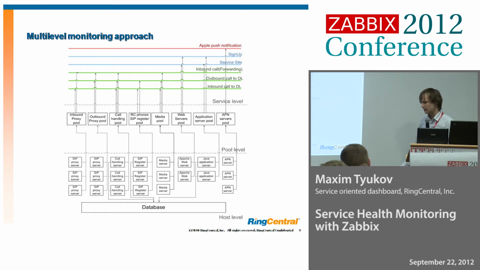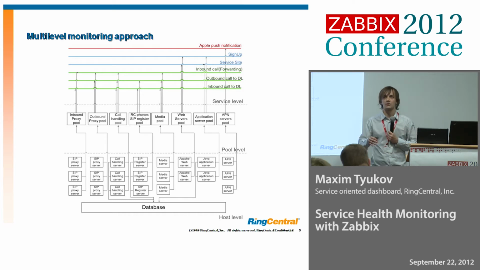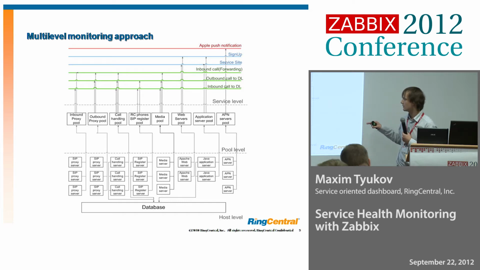We can divide monitoring into different levels. It depends on our needs. For example, it may be virtual machines and hardware data, or operating system data and application data. But for service health monitoring, we divide into 3 levels: a host level, a pool level, and a service level.